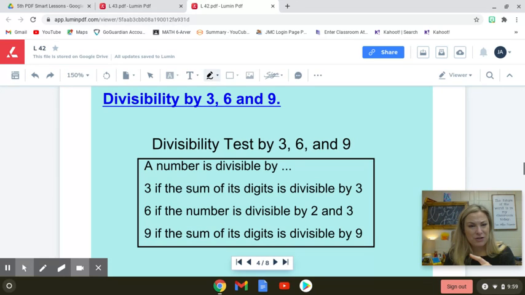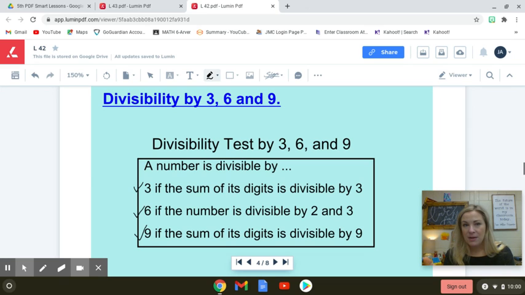I'm actually going to jump to 9. So that's 3. I'm going to jump to 9 here. 9 is the exact same rule. If the sum of the digits is divisible by 9, then that number is divisible by 9. Now let's go back to number 6. 6 is just like one more tiny step.